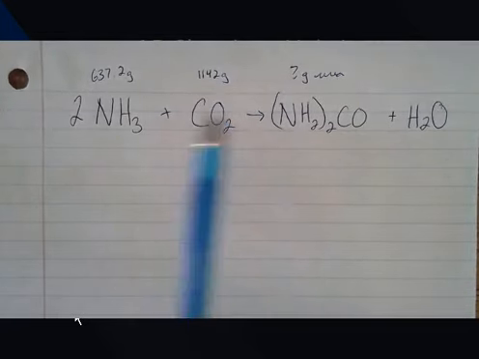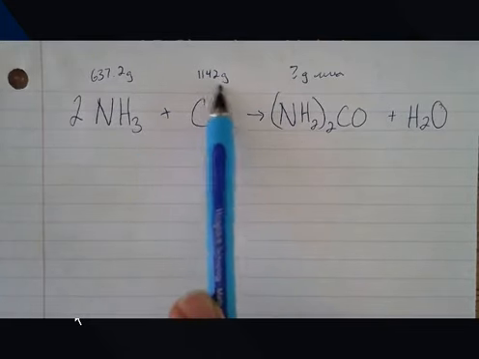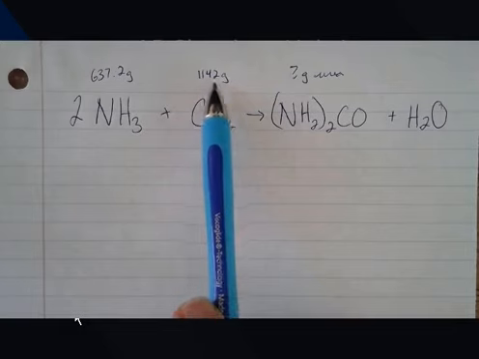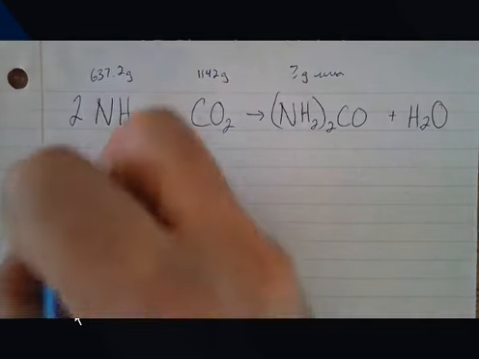And when we get to the end, when one of them runs out, we have excess left over. And so you can't assume that we're going to use all of this. So we actually have to do these 2 calculations separately. So let's start with the ammonia, the NH3.